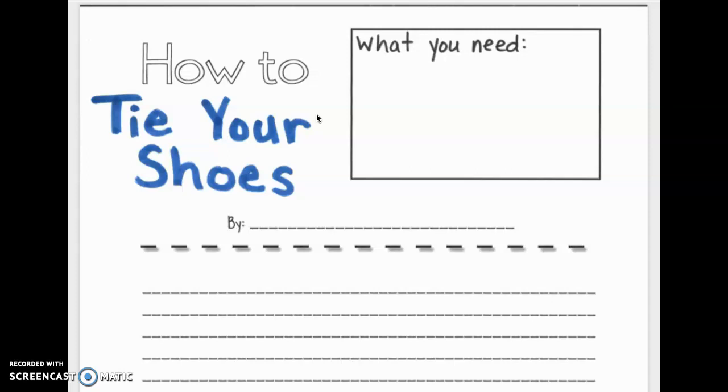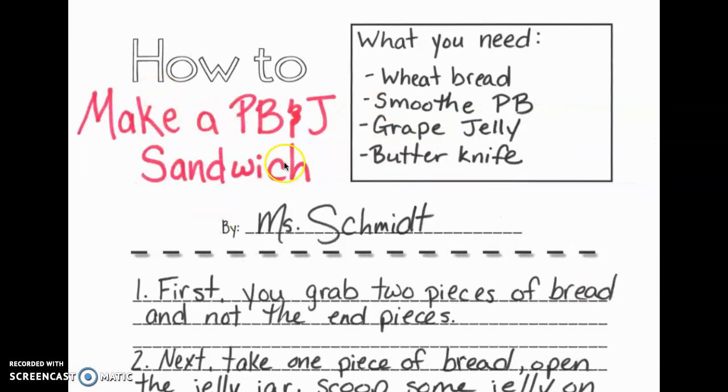I'm going to demonstrate on a project I wrote about. So mine was how to make a peanut butter and jelly sandwich. Now you're doing shoes, but this is my example. So it says, what do you need? I said wheat bread. I could have just said bread, but I was very specific and I said wheat. So now you know exactly what I'm using.